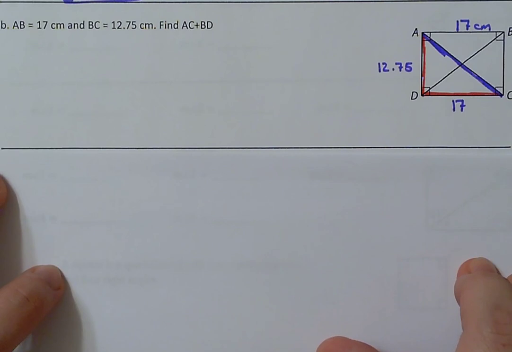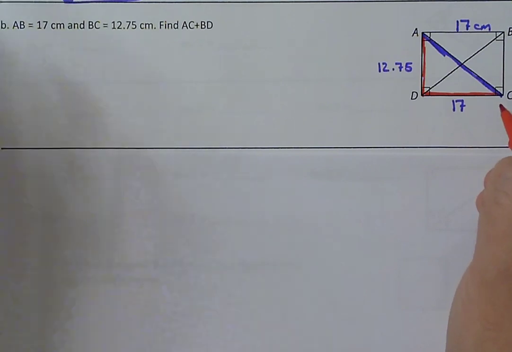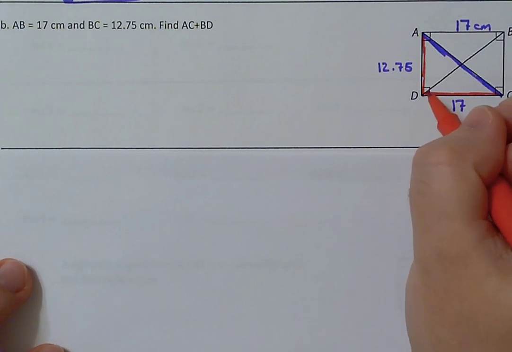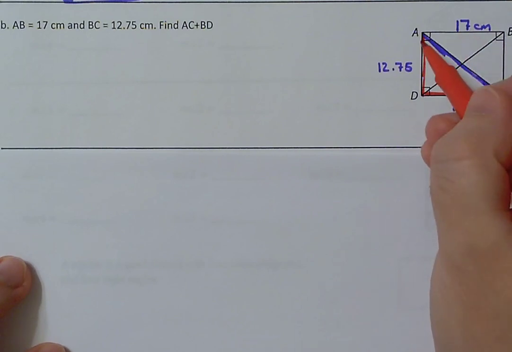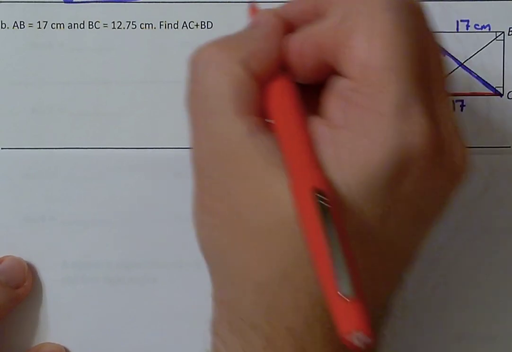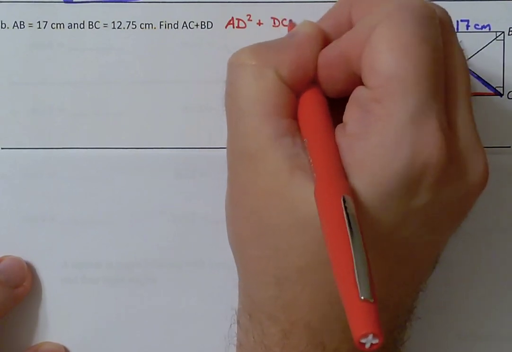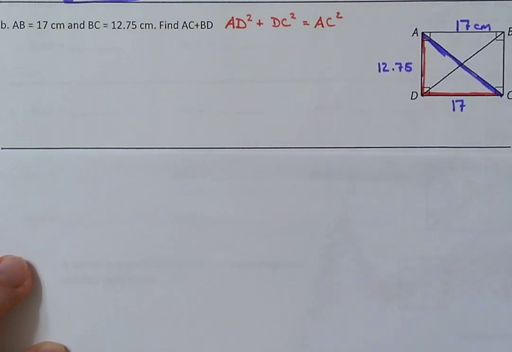Now, for this problem, again, we're going to use the Pythagorean theorem. AC, just like with part A, is considered my hypotenuse because it's the longer side, or the side opposite the right angle. So if I'm setting up my Pythagorean theorem, it's going to be AD squared plus DC squared equals AC squared. We're going to use that as our guiding point to then fill in the numbers.